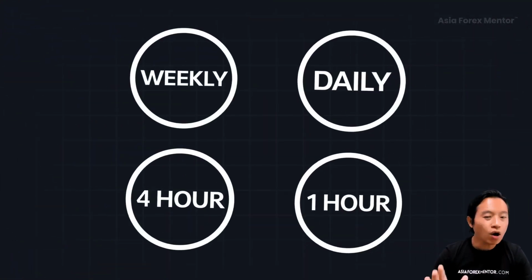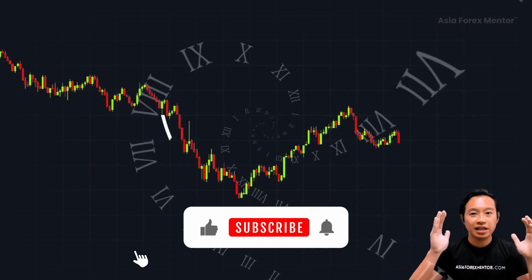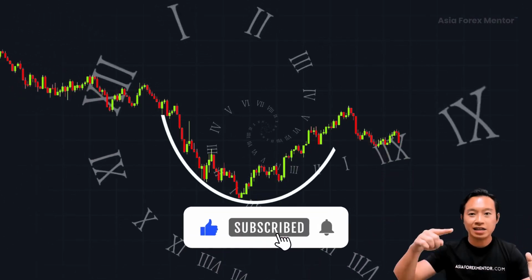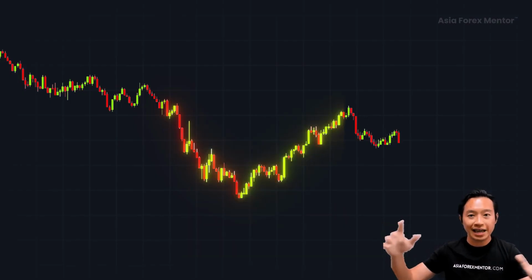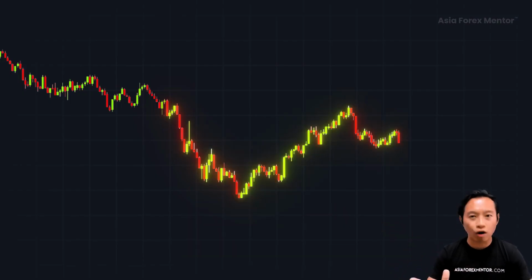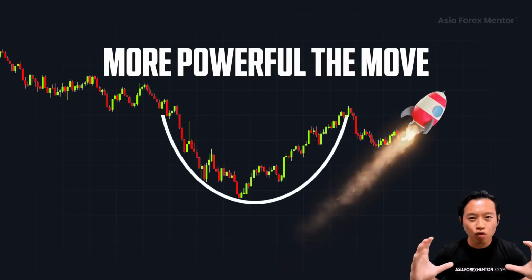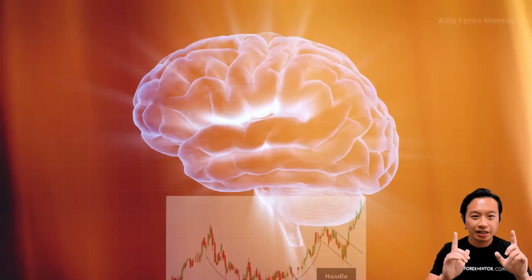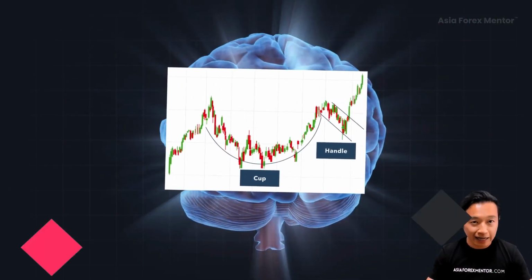Now, depending on the time frame that you're looking at, obviously if you can see this, it takes time to form an entire cup and a handle, and it takes quite a number of bars. And that's why it is so powerful, because the bigger the setup, the more powerful the move is going to be when it goes. Now that you know the cup and handle, let's now talk about the neckline.